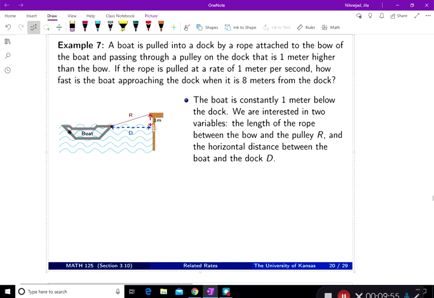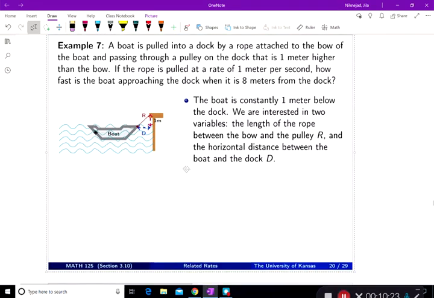Basically from the bow of the boat to the pier, that's D, and if you drop a perpendicular over here, the distance from the top to the base of that perpendicular has to be 1 meter long. And so what is going on is that as R is getting smaller and smaller, D is getting smaller and smaller too, and the angle that R makes with D gets bigger and bigger.